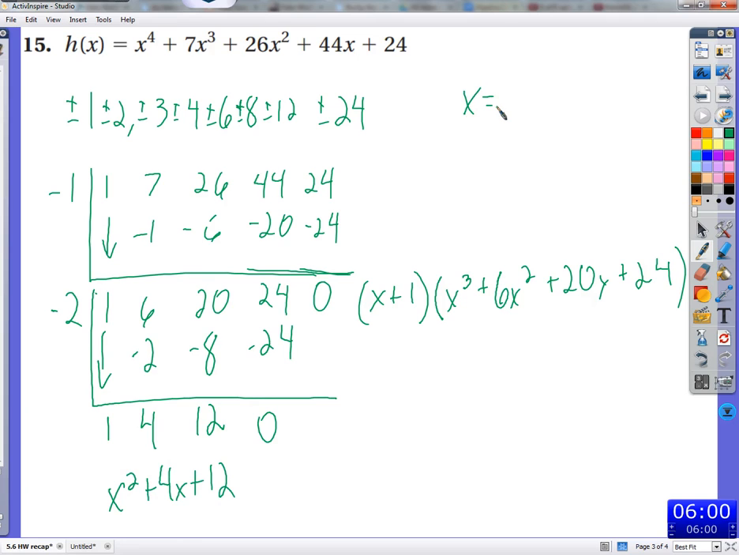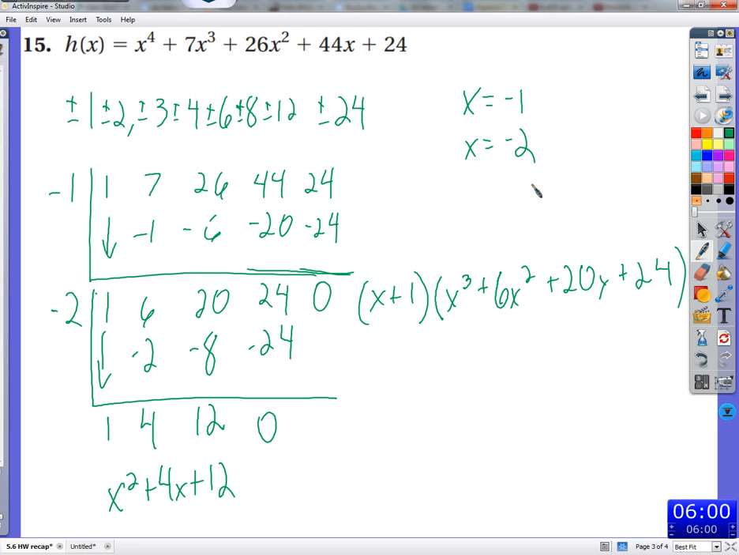We found a couple of zeros. What zeros have we found? Negative 1 and negative 2. And now how do we find some more zeros? Okay, you could factor it. Okay, let's think about factoring. Has anybody tried to factor this? Yeah. How did it work out? Quadratic formula, and then it'll become an imaginary number. Okay, so it doesn't factor.